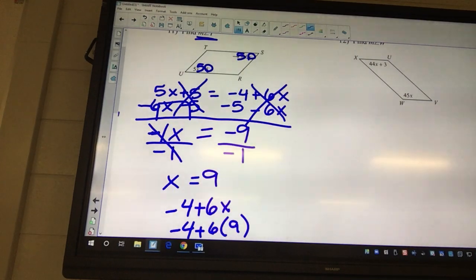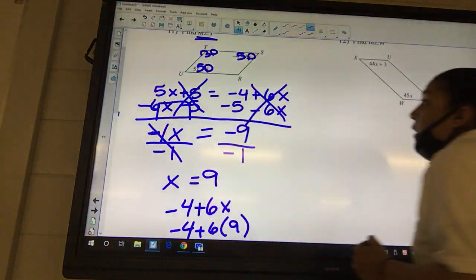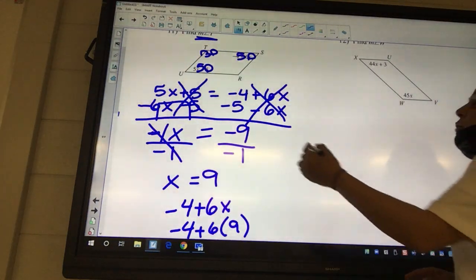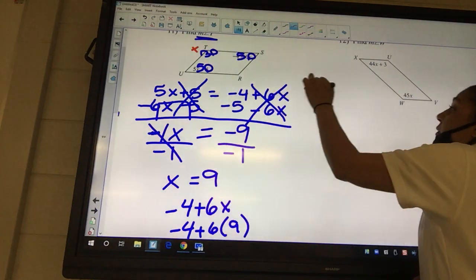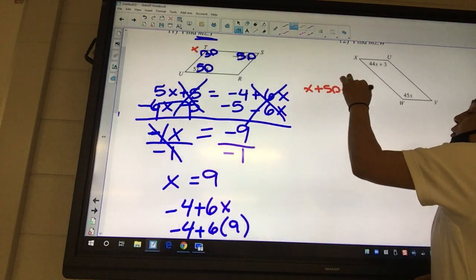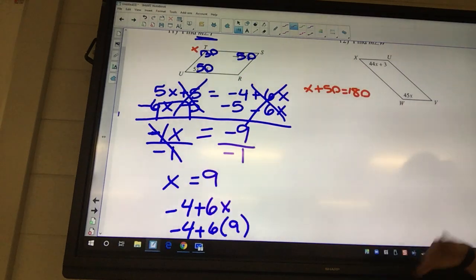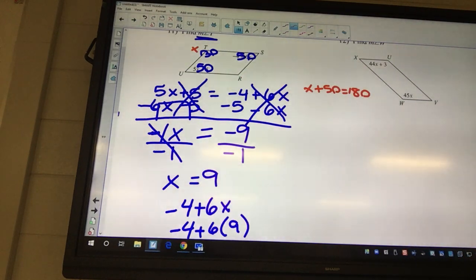Okay, and I'll show you how to do it. You can do it on a calculator or you can do it the long way on the board. Okay, so it's going to be 180. But you could put an x here and say x plus 50 equals 180. But what actually ends up happening, what would you type on your calculator? 180 minus 50.